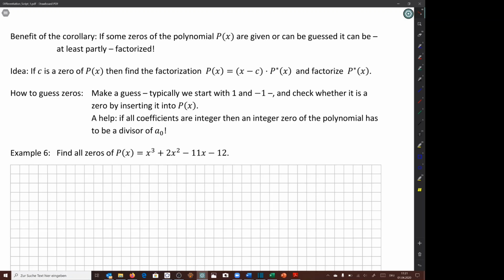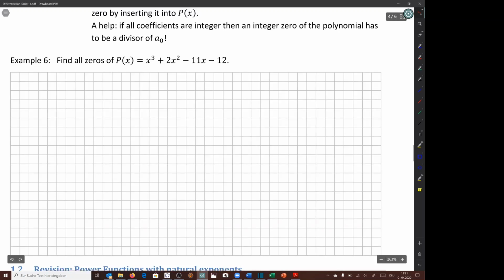Another help is that if we have a polynomial where all coefficients are integers, ganze Zahlen, then we know that if there is a value c with p of c equals 0 that is an integer, this is a divisor of the constant term. So we don't have to look for other potential guesses. So solve now example 6. This means first guess a zero, and then using that guess you can use polynomial division and find the remaining zeros. Stop the film, and here comes the solution.